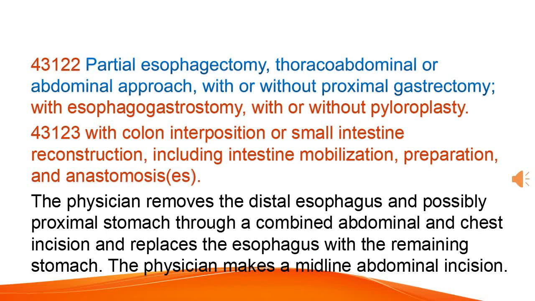Partial esophagectomy, thoraco-abdominal or abdominal approach, with or without proximal gastrectomy, with esophagogastrostomy, with or without pyloroplasty. With colon interposition or small intestine reconstruction, including intestine mobilization, preparation, and anastomosis. The physician removes the distal esophagus and possibly proximal stomach through a combined abdominal and chest incision and replaces the esophagus with the remaining stomach. The physician makes a midline abdominal incision.